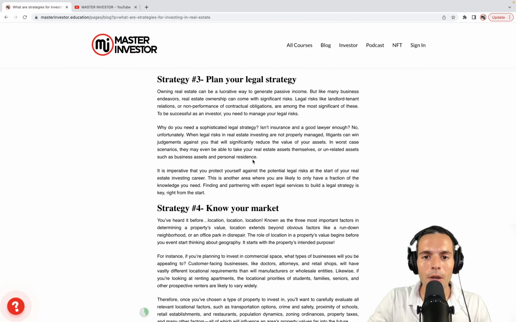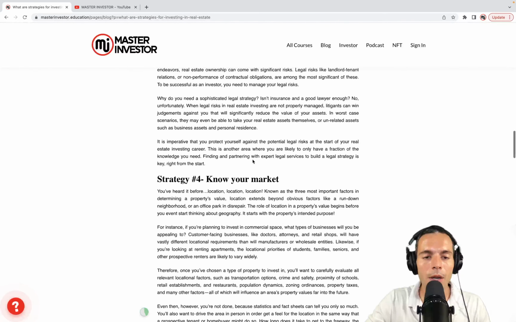Strategy number 3, plan your legal strategy. Owning real estate can be a lucrative way to generate passive income, but like many business endeavors, real estate ownership can come with significant risk. Legal risks like landlord-tenant relationships or non-performance of contractual obligations are among the most significant of these. To be successful as an investor, you need to manage your legal risks.